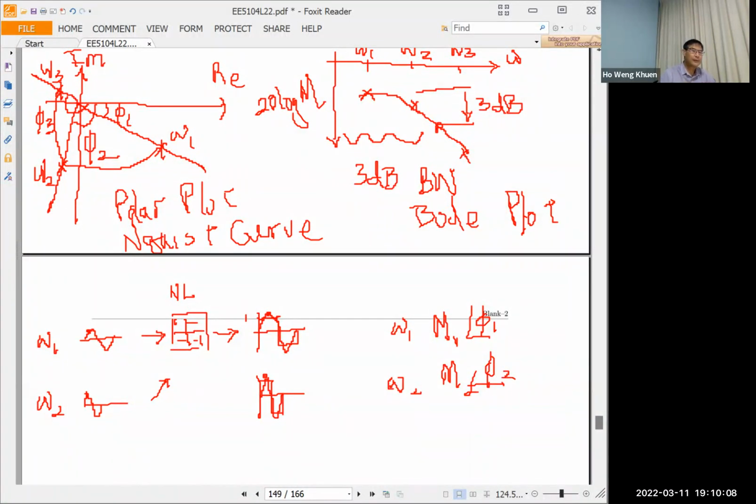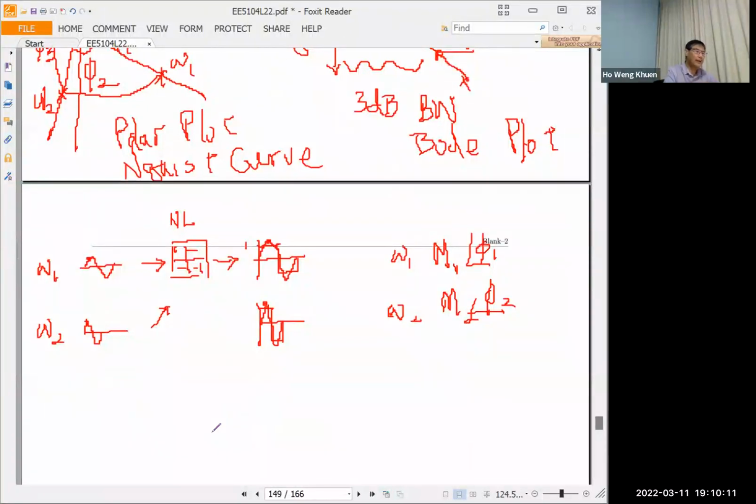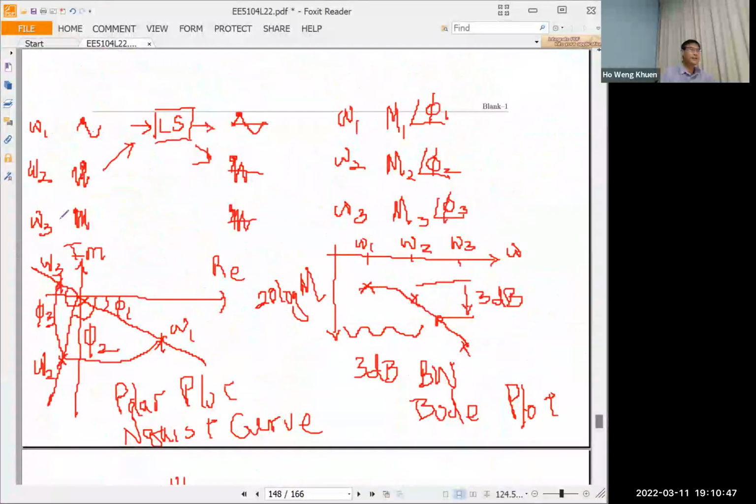So let's say we do one more, at an even higher frequency, omega 3. You still compare, and you get M3. This is M2. Then you get phi 3. So you copycat everything that you do for the linear system part.